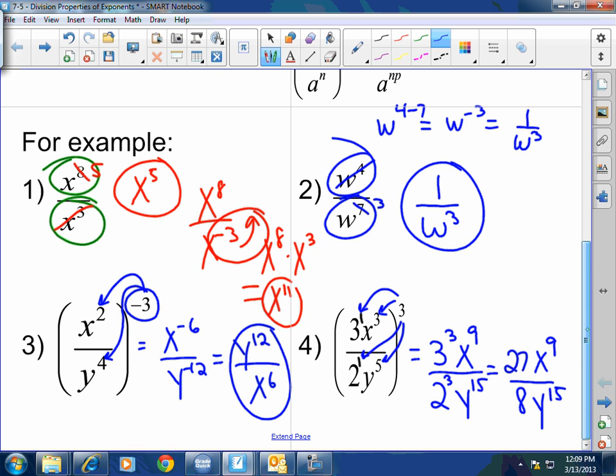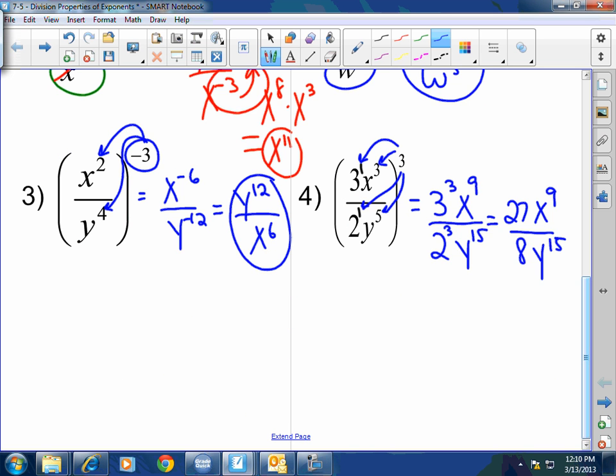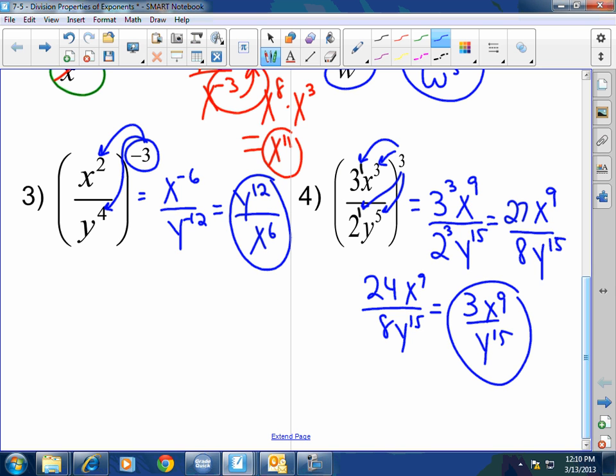If it was a 24 on the top, sir, in this example, if it was 24 x to the 9th over 8 y to the 15th, of course, sir, like always, we reduce. And that would be 3x to the 9th y to the 15th. Before I move on to the next slide, are there any other questions, please? Are you sure? Okay, thank you. Thank you for that question, sir.